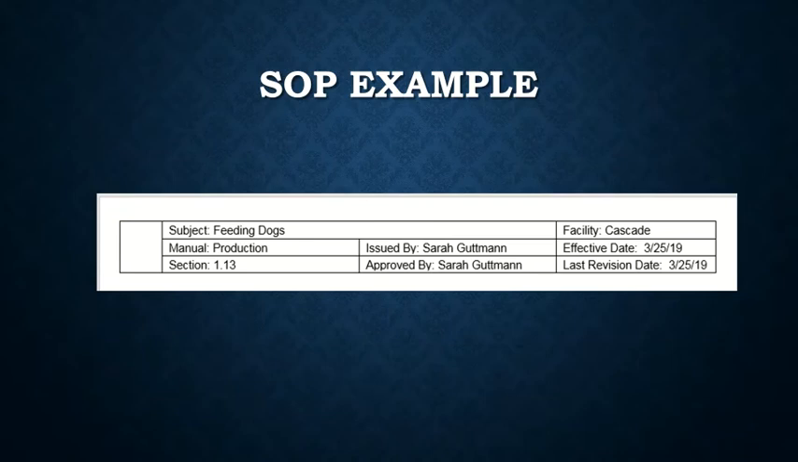Facility, we live in Cascade, and then the effective date, the date that it's written, and then when the last revision was. So if it were a procedure that was already written but we're just reviewing it again, then our latest revision date would be the next year whenever it was reviewed.